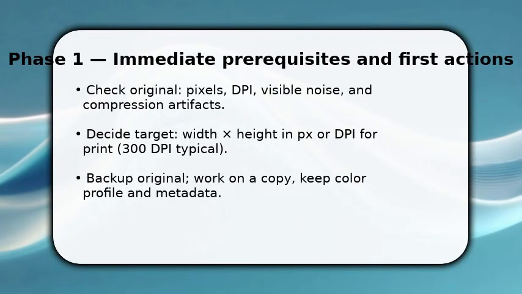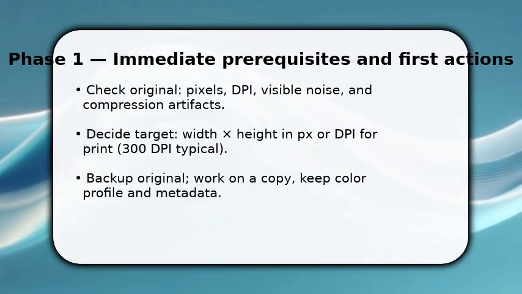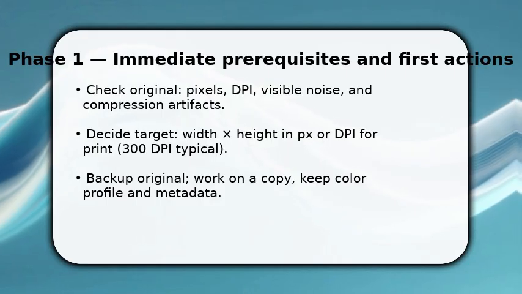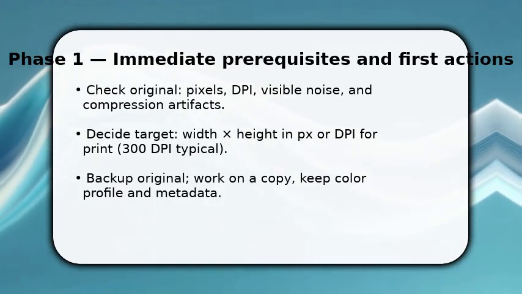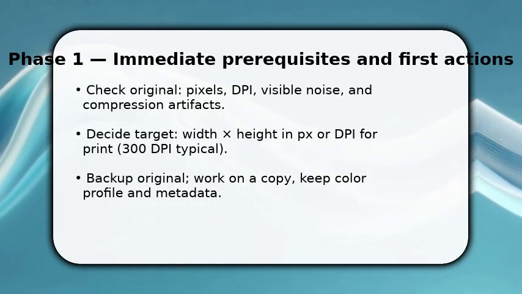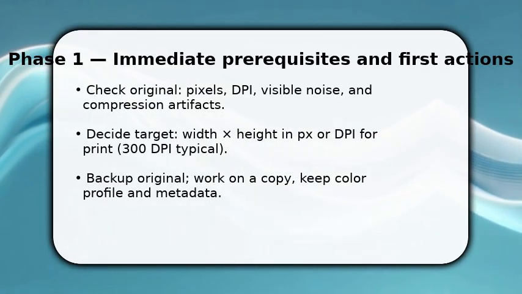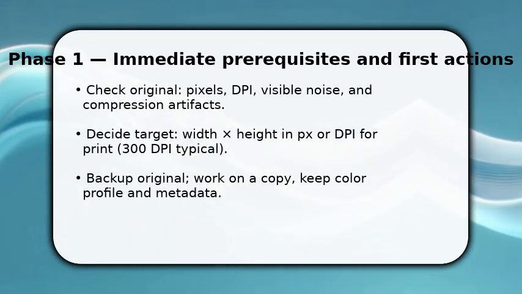You start by quickly assessing the source image so you know what limits you face. Open the copy in your editor and read pixel dimensions and DPI. This shows how much expansion is realistic. Once done, pick a target size, PX for screens or 300 DPI for print, because that determines algorithm choice.